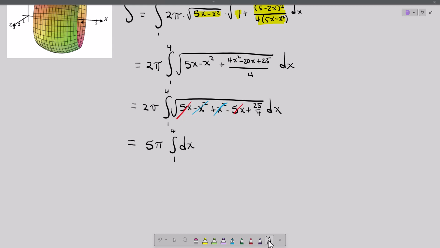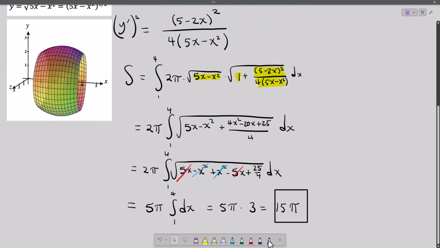And what is the integral from 1 to 4 of dx? 3. Upper minus lower. Whenever you integrate a differential, you're just finding the distance between these limits of integration. So this will be 5 pi multiplied by 3, which is 15 pi. So lots of basic algebra here from college algebra.